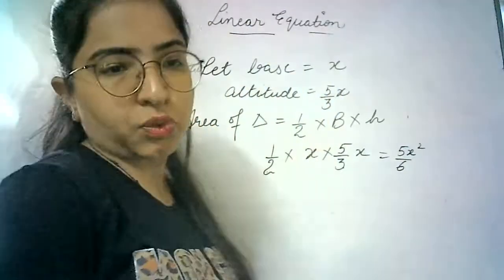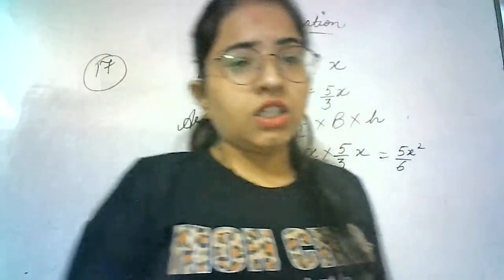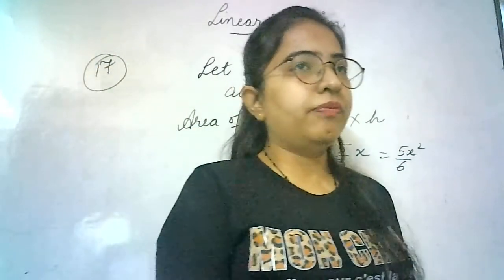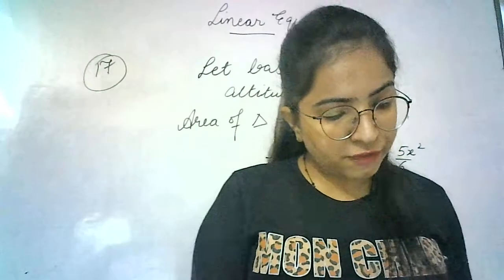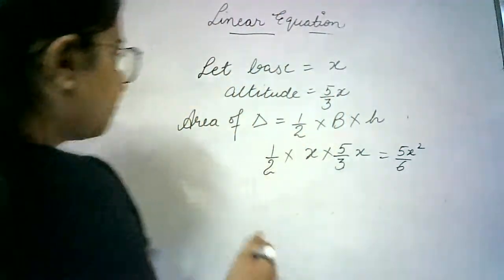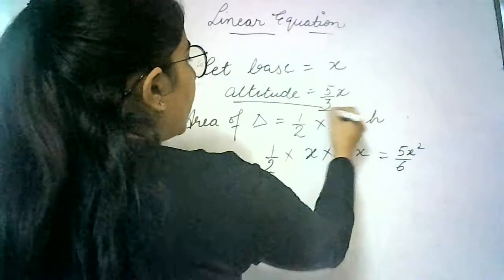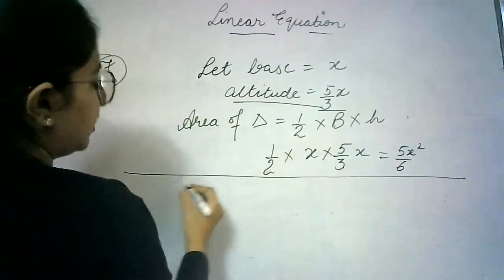5 upon 6x square will be the answer, right? So this is the area of the triangle. Now, according to the question, let's see. Altitude is increased by 4, base is decreased by 2. Okay. Now, the new base and altitude.